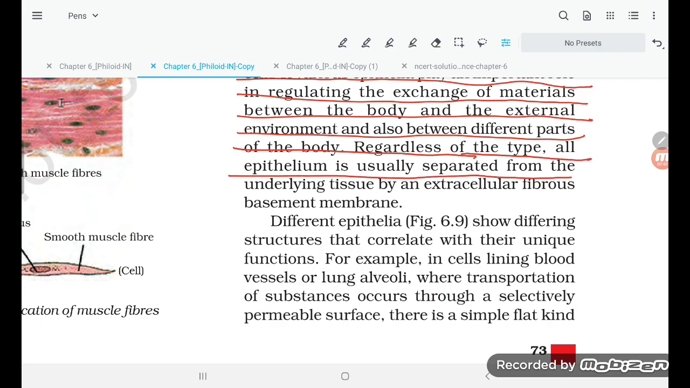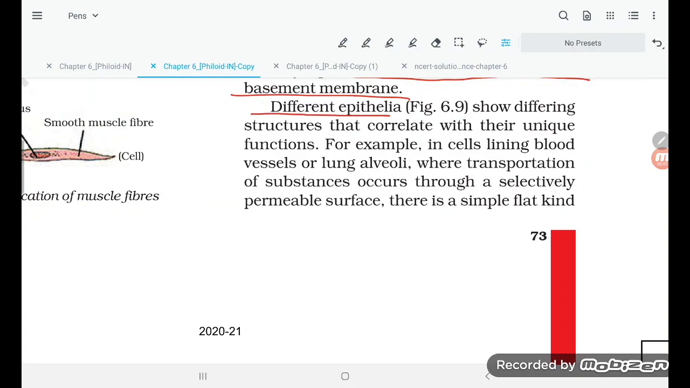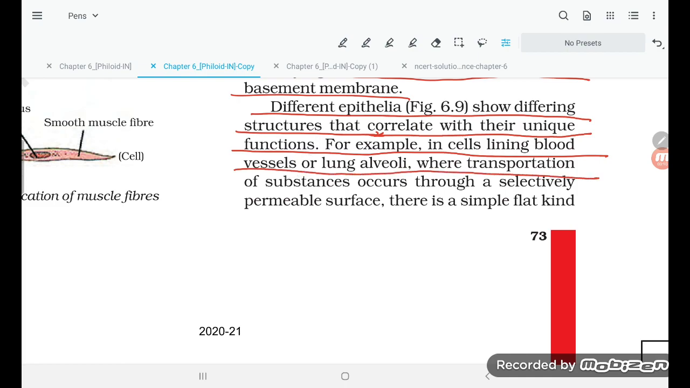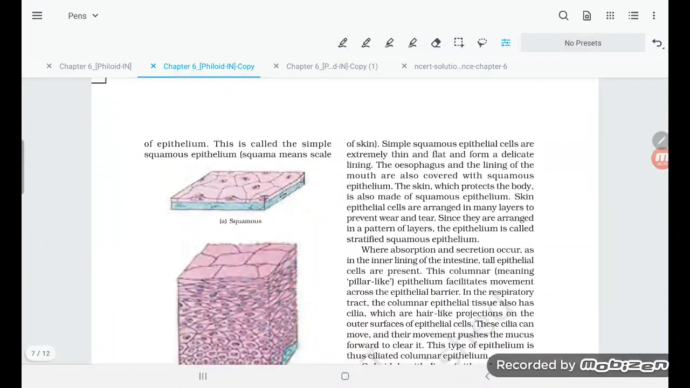Regardless of the type, all epithelium is usually separated from the underlying tissue by an extracellular fibrous basement membrane. Different epithelia show different structures that correlate with their unique function. For example, in the cell lining of blood vessels or lung alveoli, where transportation of substances occurs through a selectively permeable surface, there is a simple flat kind of epithelium. This is called simple squamous epithelium.